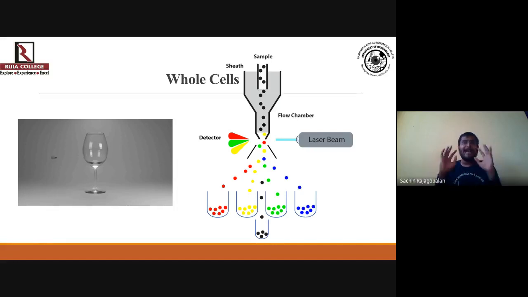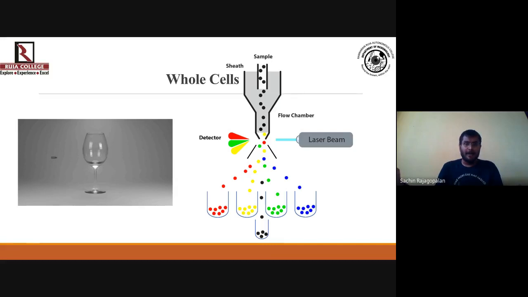So I have tagged the antibodies with different fluorochromes, okay, different colored fluorochromes. So what happens is when the cells are aligned, and when they are coming out of the orifice, they are going to be excited by the laser. Fluorescence is going to be given out.